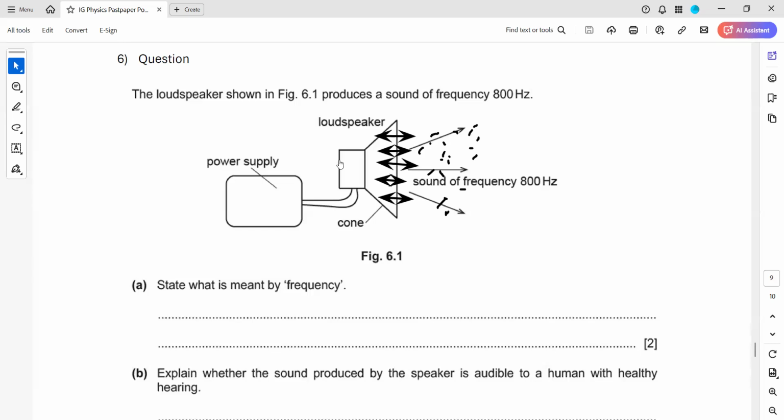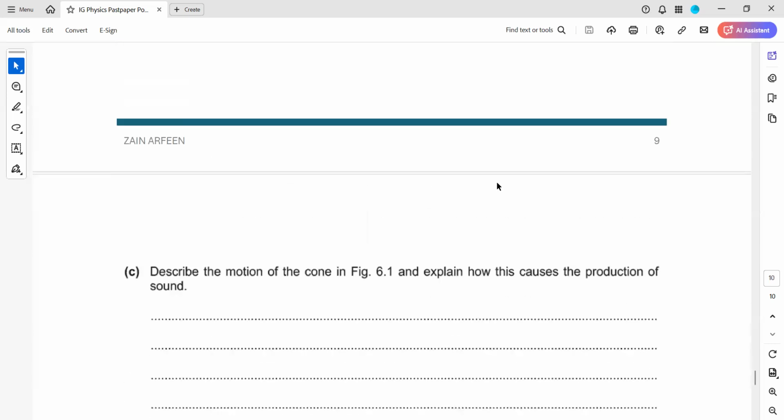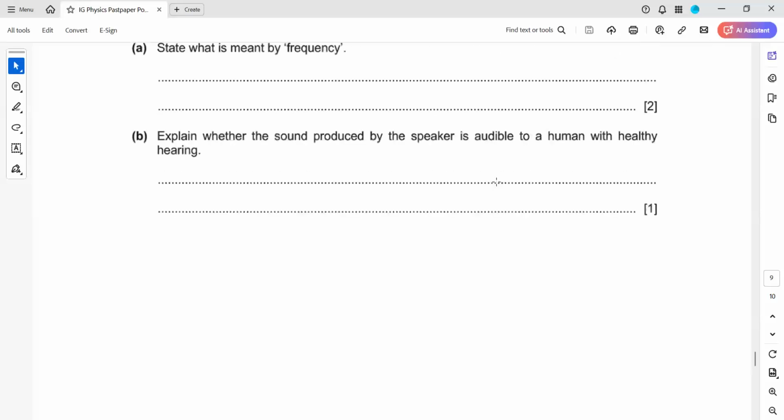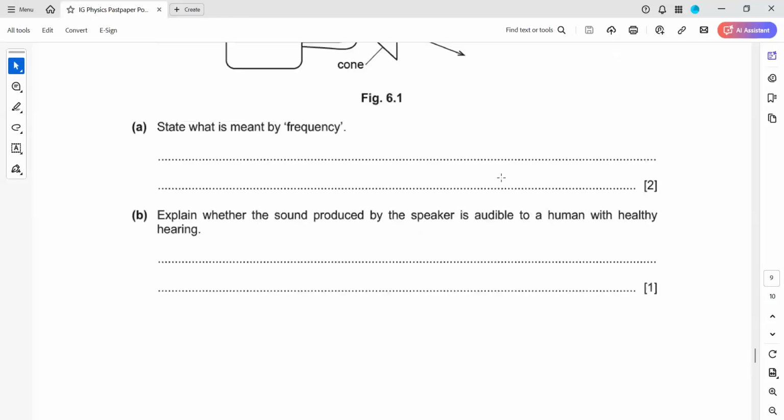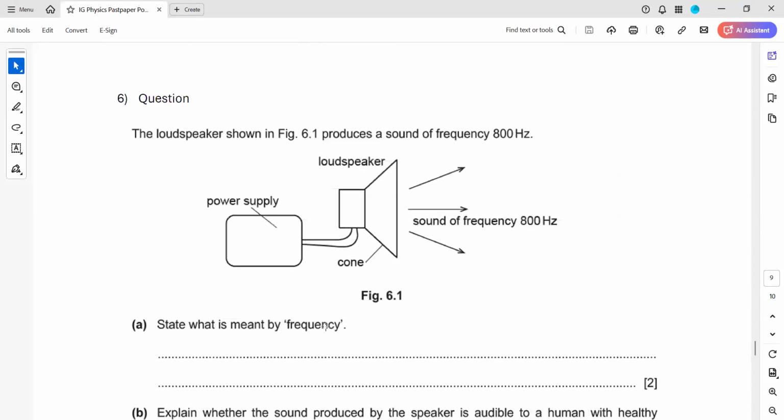Mark distribution: one is for vibration of the cone. When the cone moves, the vibration of the cone is one thing, causing a vibration to the air particles. Then producing compression and rarefaction. So the sound wave propagates by compression and rarefaction.